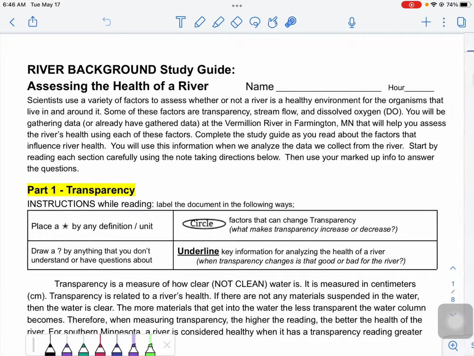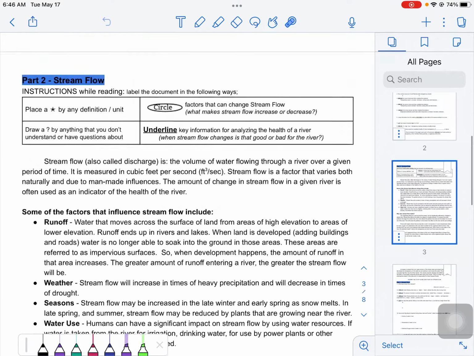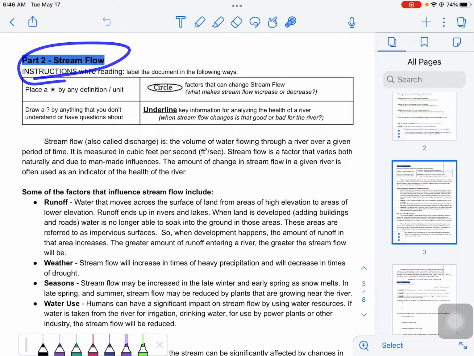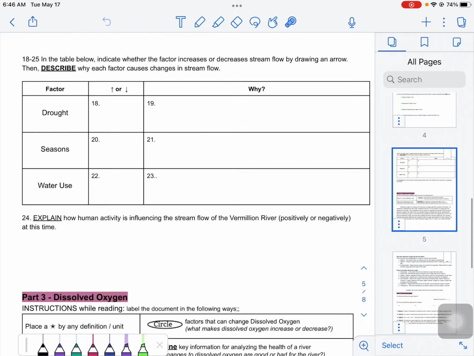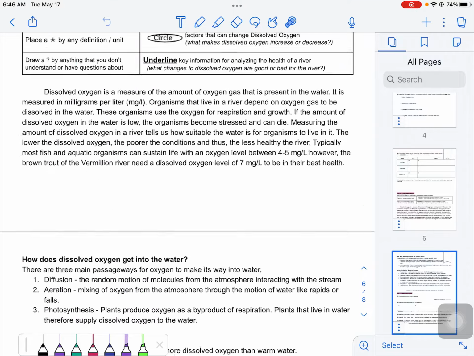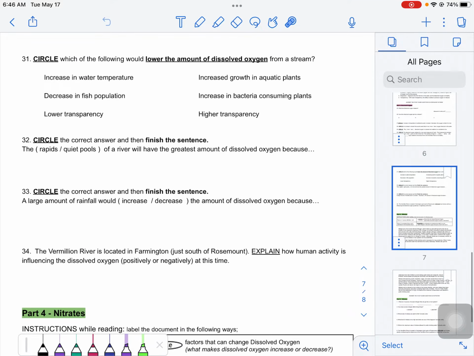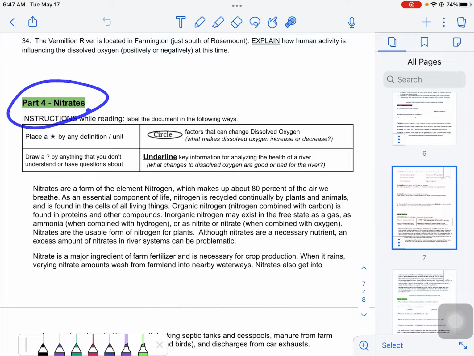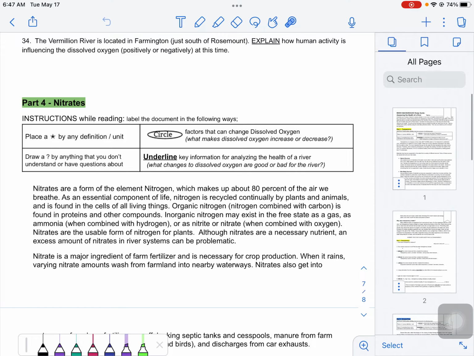So there's 4 sections in here. You can kind of see as I scroll through, we got these color-coded. There's our stream flow, that's blue. Here's dissolved oxygen. And then last but not least, nitrates. Now these aren't something that we are going to measure at the river, but we're going to get this data from the honors classes that go for a longer period of time. So they have time to collect that nitrates for us.